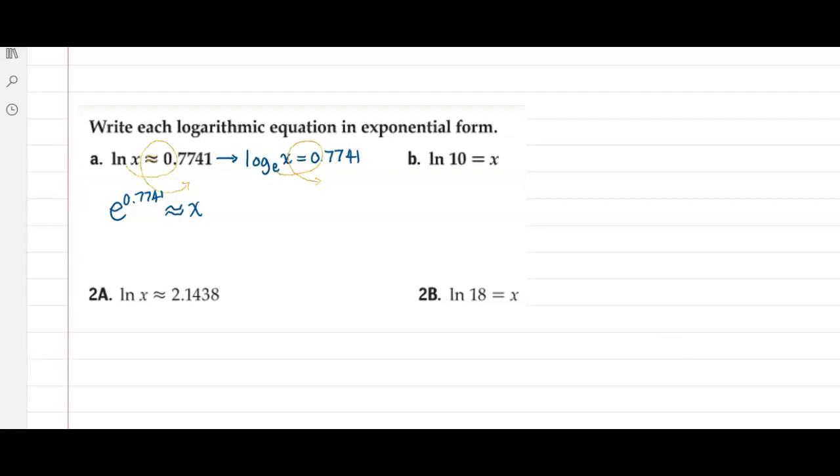Let's try this next one. Our base is e to the x equals 10.